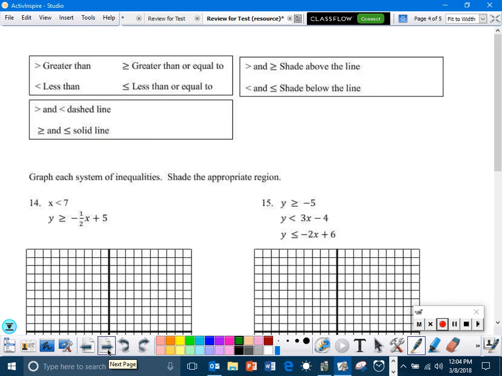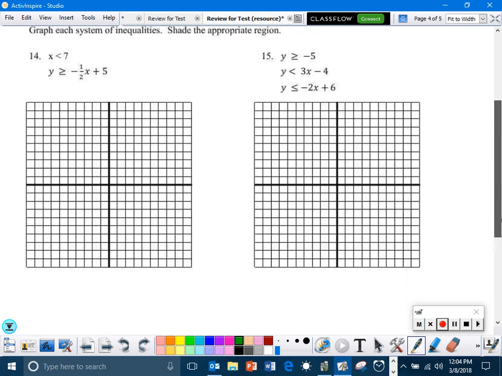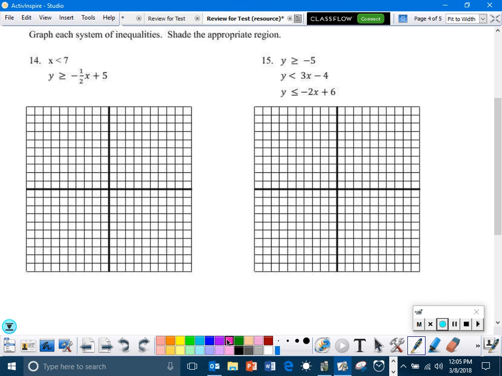Okay, you have a little key up here for your inequalities in case you forget. That key, I believe, is also on the test. All right, here we go. First one.